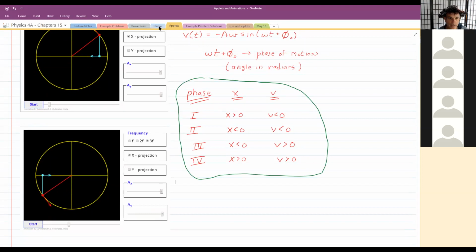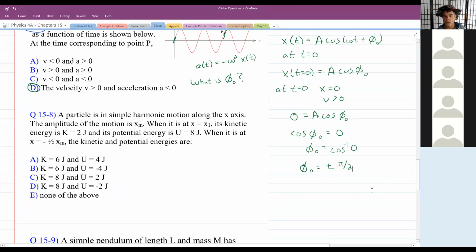So going back to this one, we know we want the velocity to be positive, which means that I'm going to have my phase angle be negative pi over 2, so that I'm in the fourth quadrant where x is positive, v is positive. Okay, let's do an example problem.